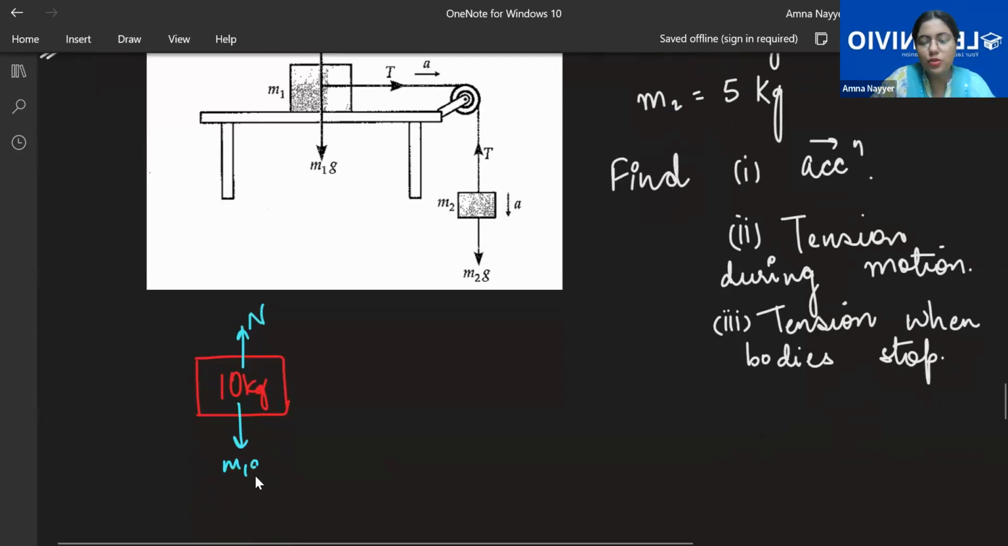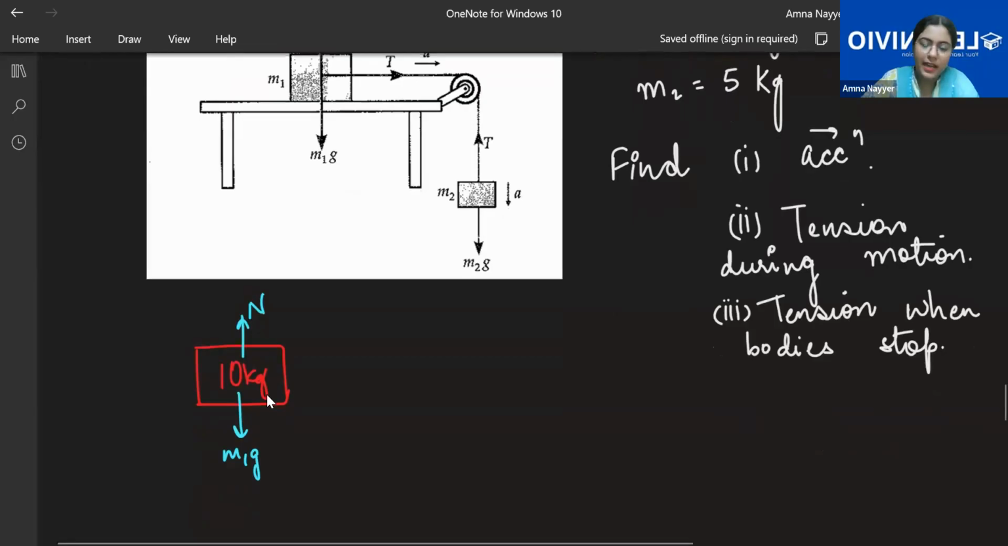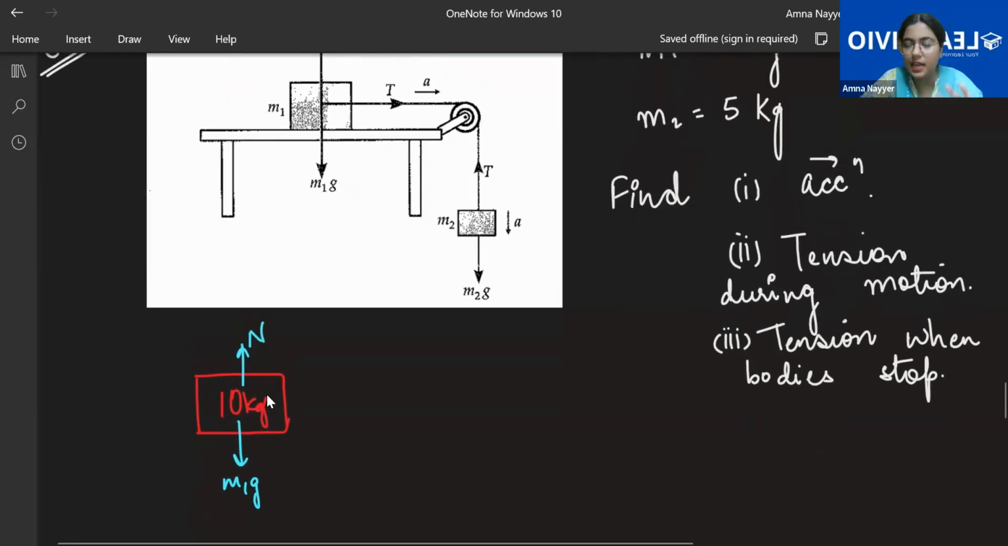But this is of no use to you because the body is not moving along the y-axis. So N will be equal to M1g then. You know this is being balanced. But now where is the motion occurring? The body is sliding towards the right side, so you have to focus more on the x-axis rather than the y. The y-axis is balanced. But when you are drawing the free body diagrams, draw all the forces that are acting. A tension will be acting here because there's a string, and tension always acts away from the body.